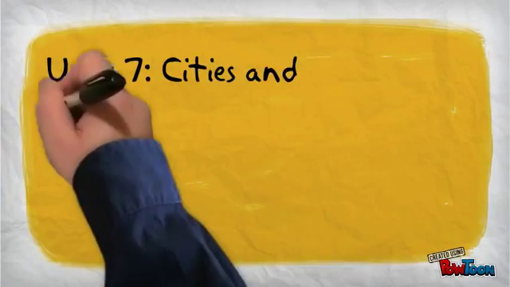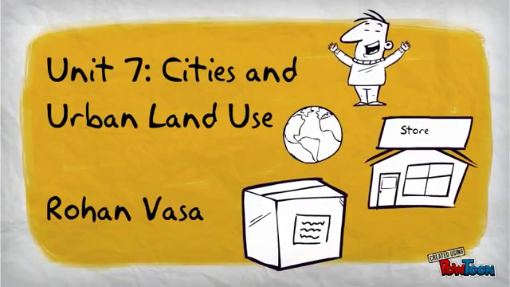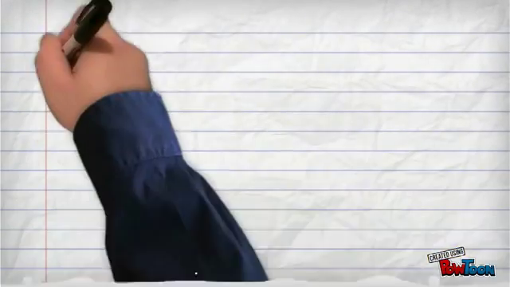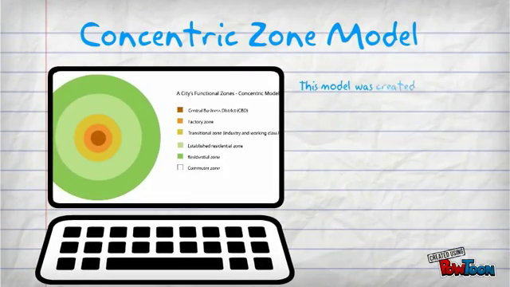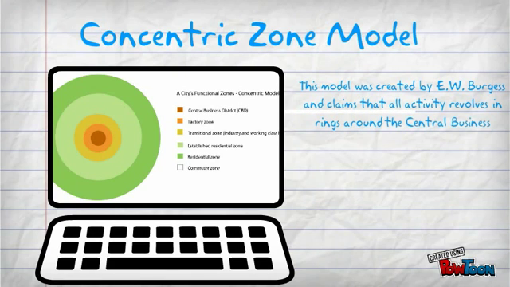Today, I'll be presenting Unit 7, Cities and Urban Land Use. The bulk of this unit is concentrated upon models that explain how activity is clustered in certain areas. The first one is called the concentric zone model.